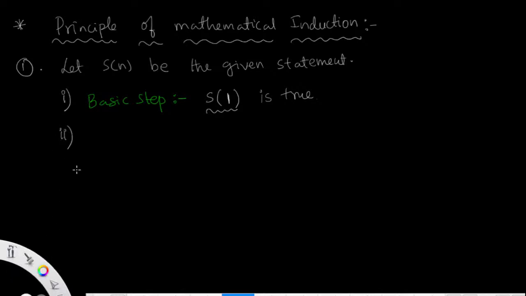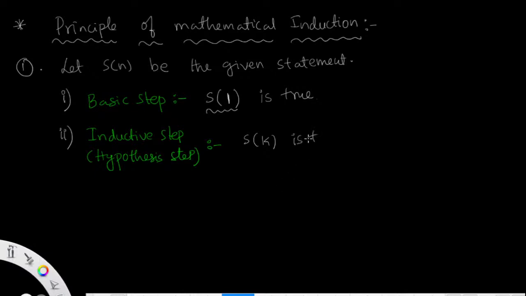We can conclude the basic step or the inductive step, the inductive step or hypothesis step. We just have to assume, that is the hypothesis. Hypothesis step means that S(k), so many numbers are there. First we treat 1, and then some any number k. It will be true.